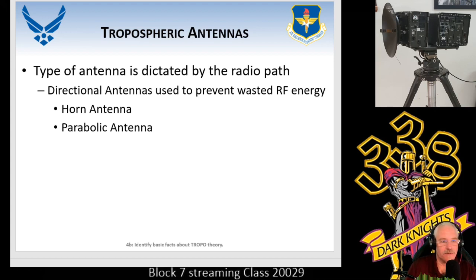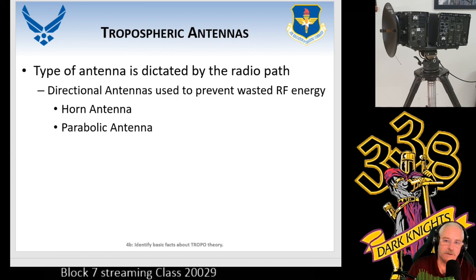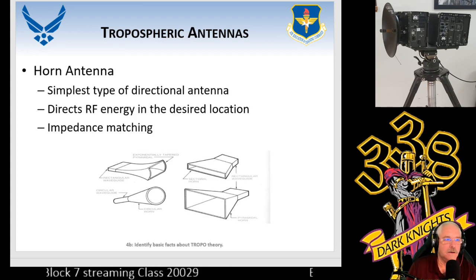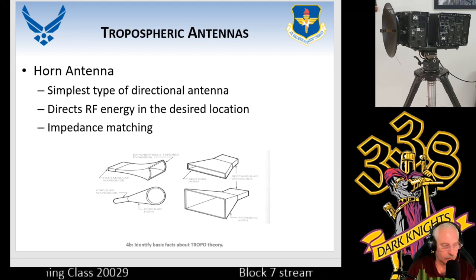We have two different types of antennas. We have the horn and the parabolic. These are very directional antennas. The idea is I don't want to waste a whole lot of RF power because I want to put it all into the gain of the antenna. The horn antenna, you guys have gone over back in block 4, pretty much the same thing. They are the simplest type. You have a yagi antenna, so to speak, which is a unidirectional. And then, of course, the impedance matching that's on it.